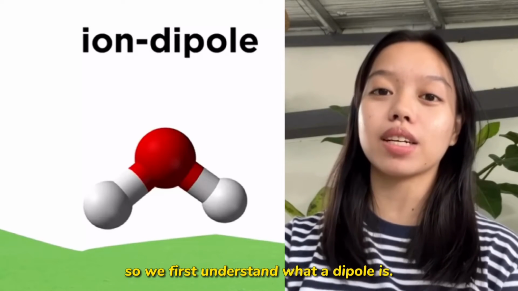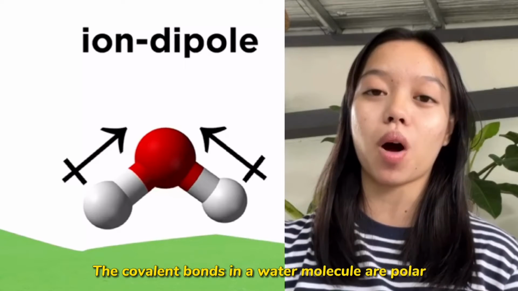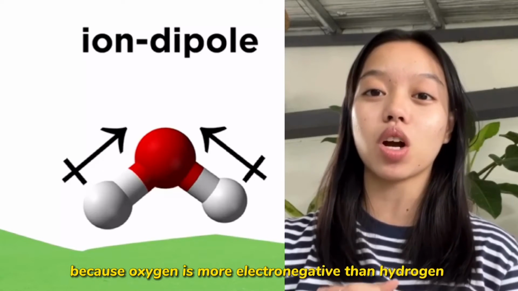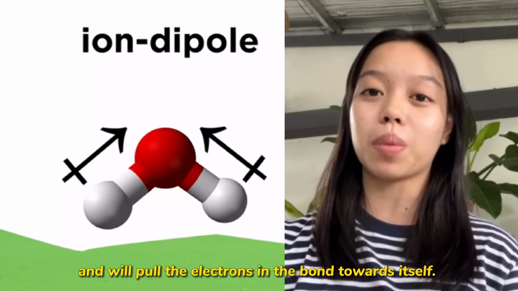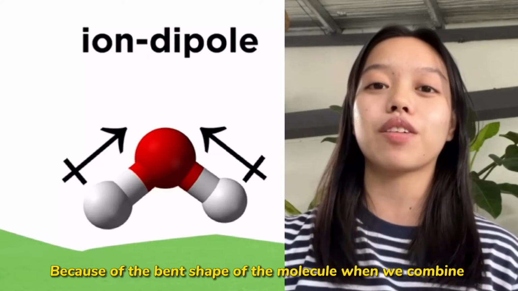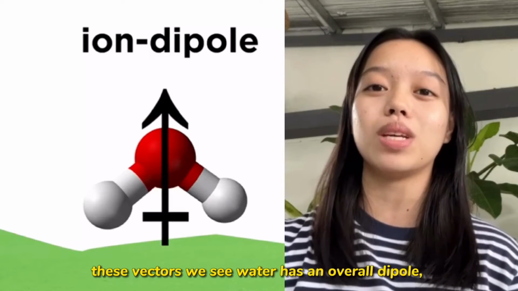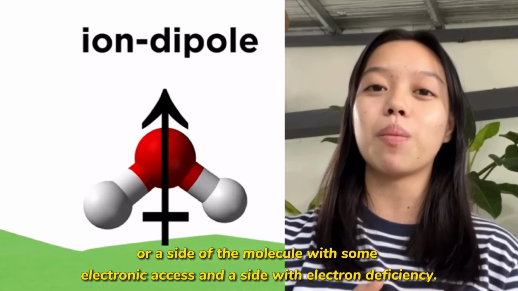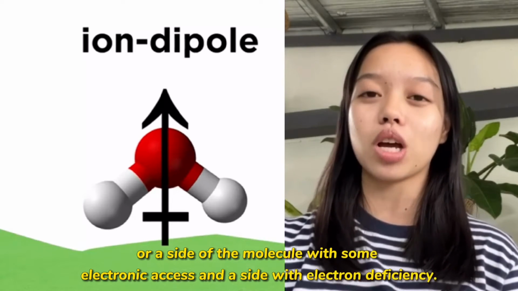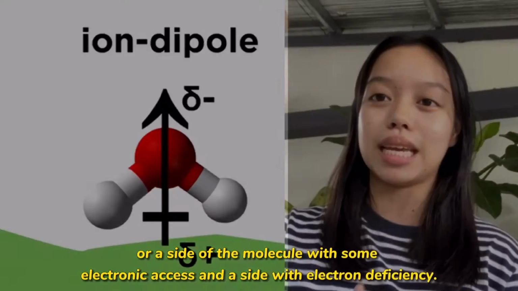We first understand what a dipole is. The covalent bonds in the water molecule are polar because oxygen is more electronegative than hydrogen and will pull the electrons in the bond toward itself. Because of the bent shape of the molecule, when we combine those vectors, we see water has an overall dipole, or a side of the molecule with some electron excess and a side with electron deficiency.